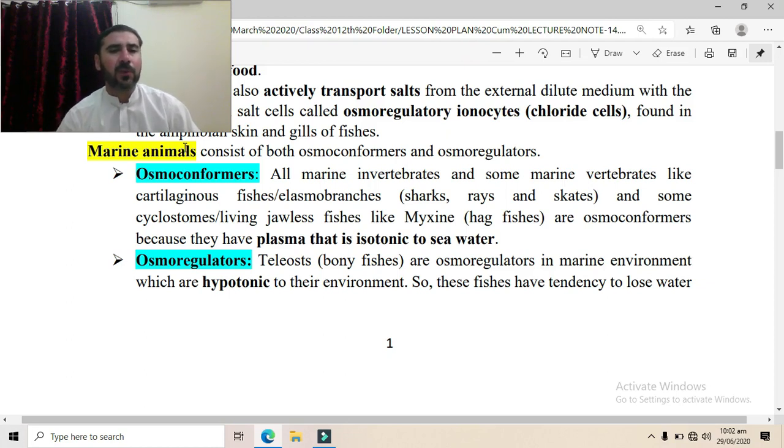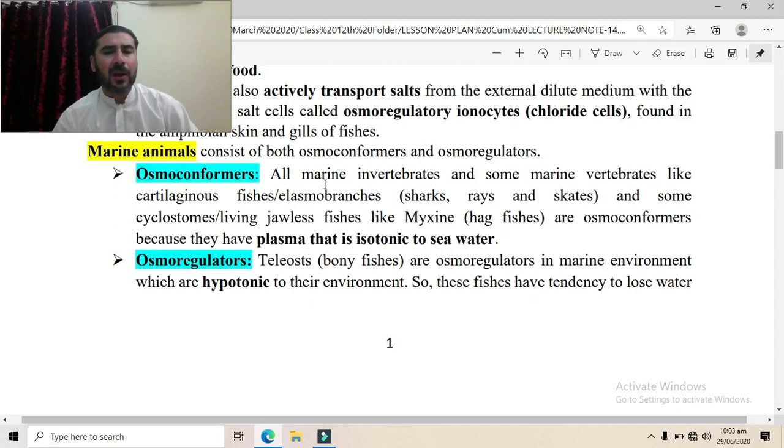Now the marine environment has both types of animals, the osmoconformers and the osmoregulators. Osmoconformers found in the marine environment are all marine invertebrates and some marine vertebrates like cartilaginous fishes, elasmobranchs, for example sharks, rays and skates. These are called cartilaginous fishes because their backbone is made of cartilage rather than bone. And some cyclostomes, also known as living jawless fishes, like hagfishes. Because they do not have jaws, they are called jawless fishes.